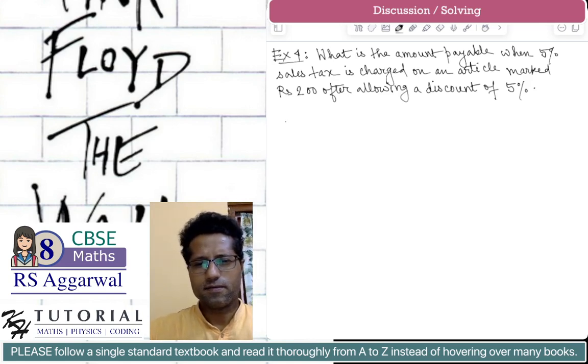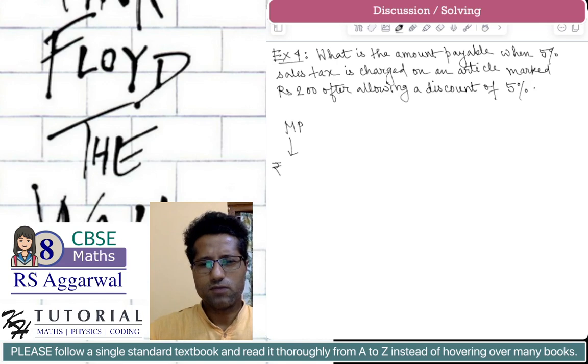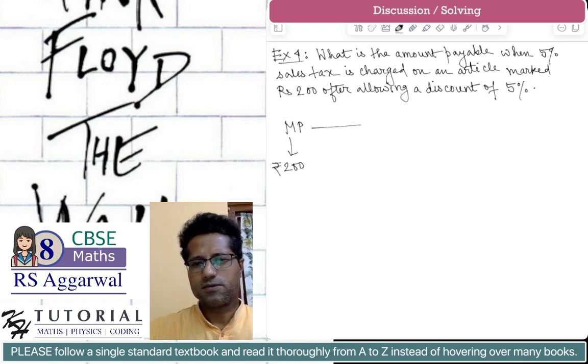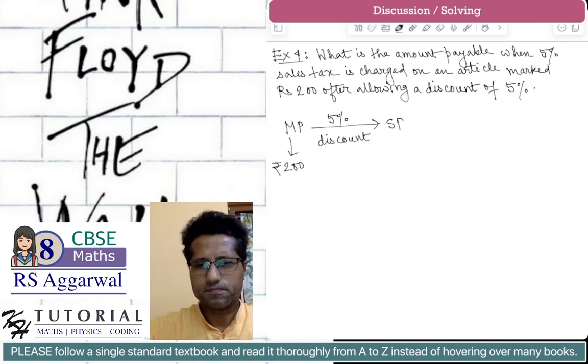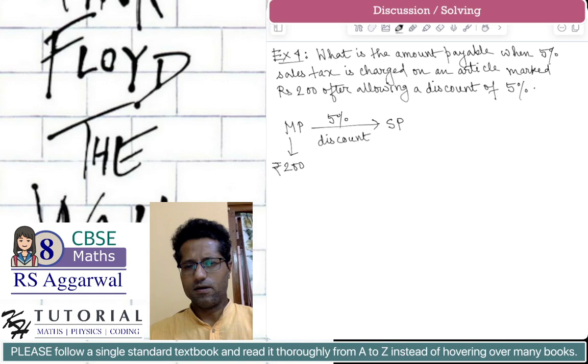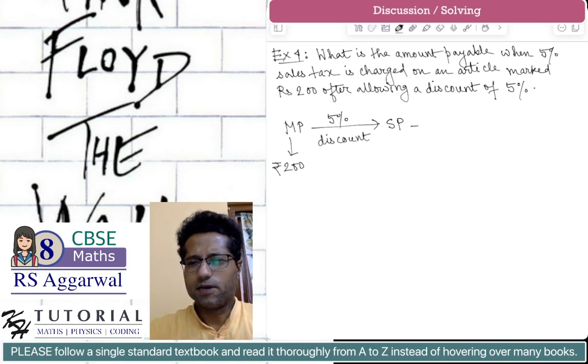So the scenario is like, we have the mark price, which is given to be rupees 200, and from the mark price we are having a discount of 5%. So 5% discount when applied on the mark price, we are getting the selling price. We will get the value of selling price since we know the mark price and also the percentage of discount. Now from this selling price, there will be again a sales tax of 5%.